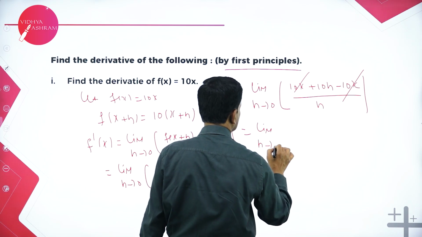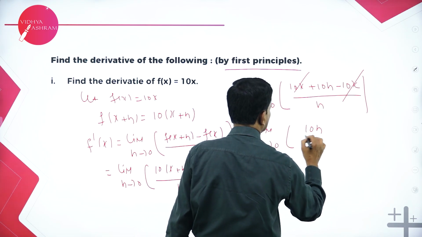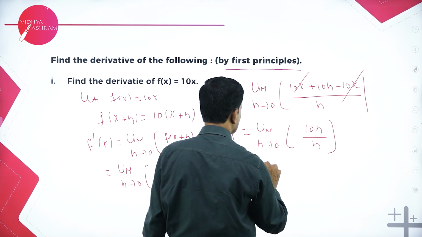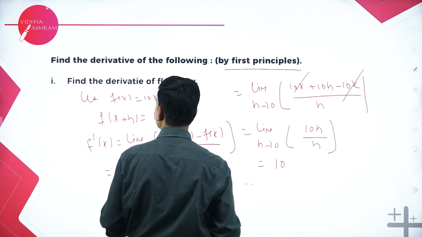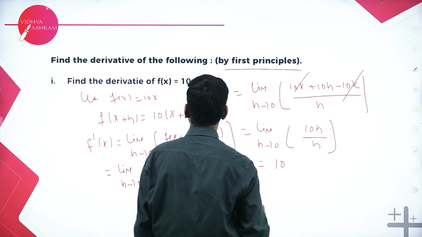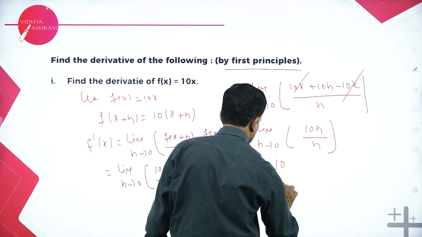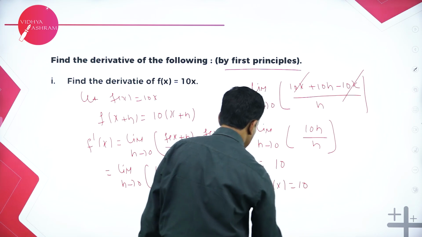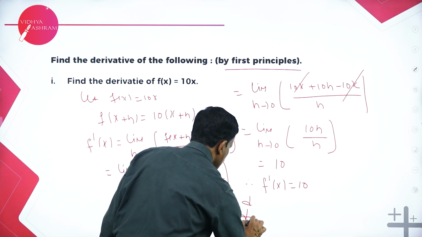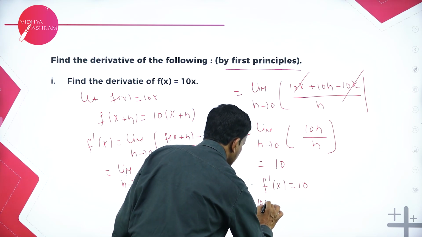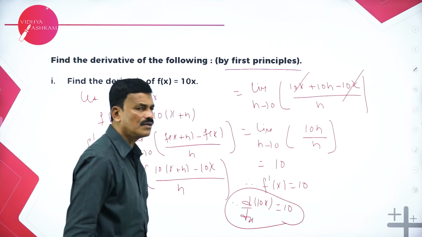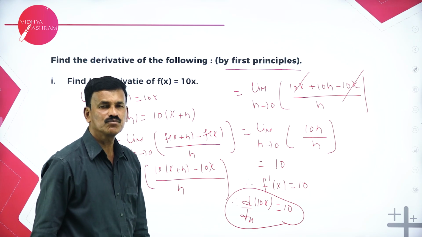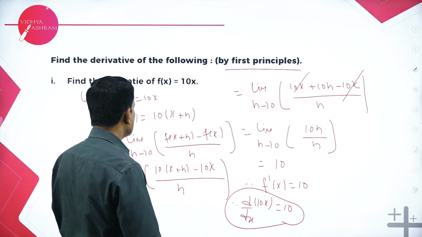Limit h tends to 0, 10h divided by h. So 10h gets cancelled. This is equal to 10. Therefore f dash of x is equal to 10. That means it is denoted as d by dx of 10x is equal to 10. That's it. So the derivative of 10x is 10. Okay, now move on to the next problem.